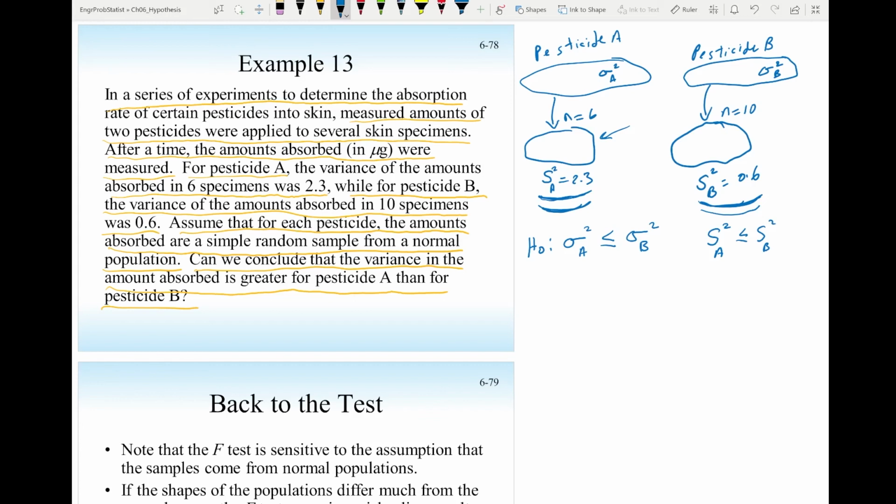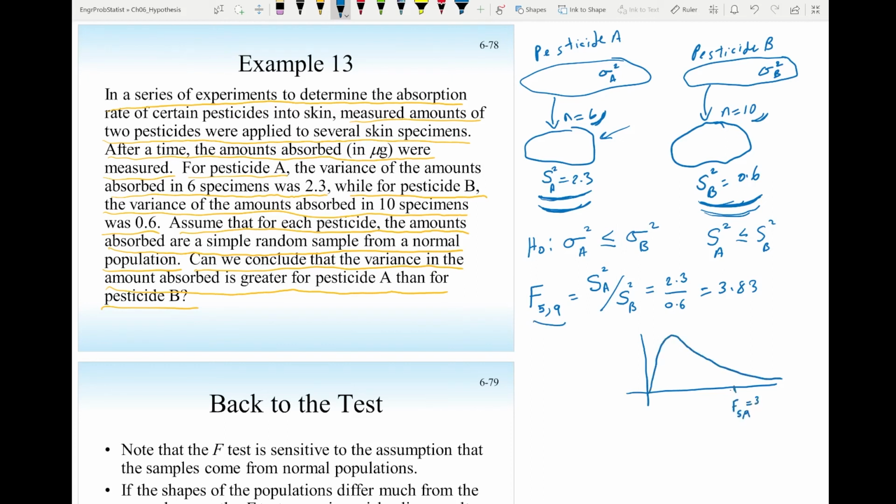So the first step is to calculate the test statistic, which is F with degrees of freedom 6 minus 1, that's 5, and 10 minus 1, that's 9, and SA squared divided by SB squared, the variance of A divided by the variance of B. If we calculate these, that would be 2.3 divided by 0.6 equals 3.83. And if we draw the F distribution for these degrees of freedom, it will look something like this, and 3.83 will be probably somewhere here.